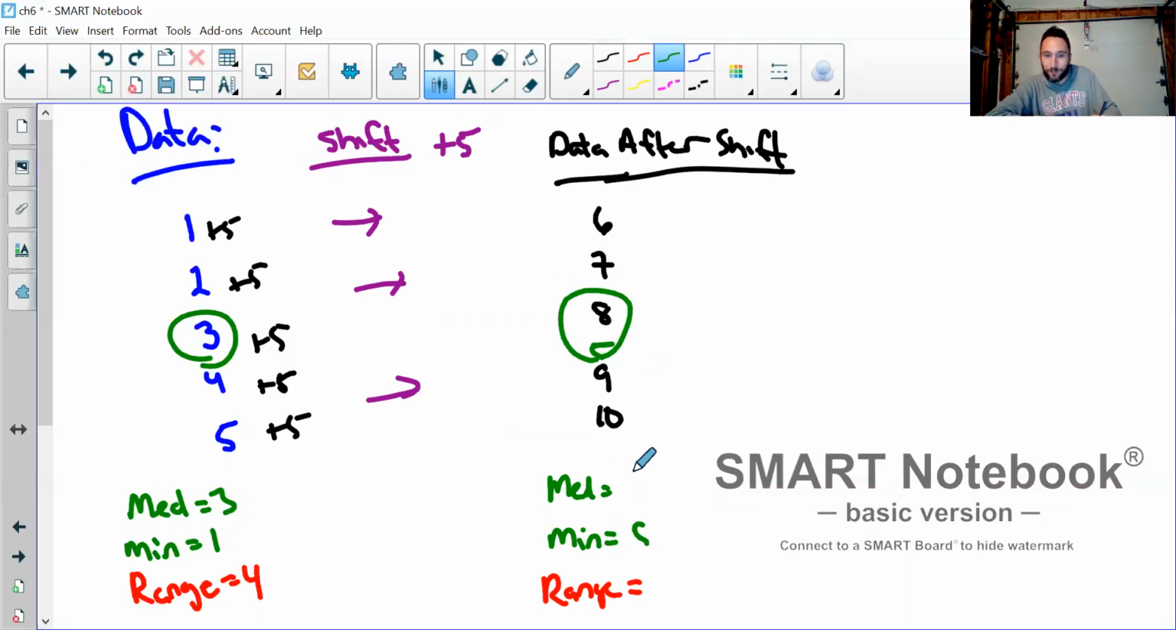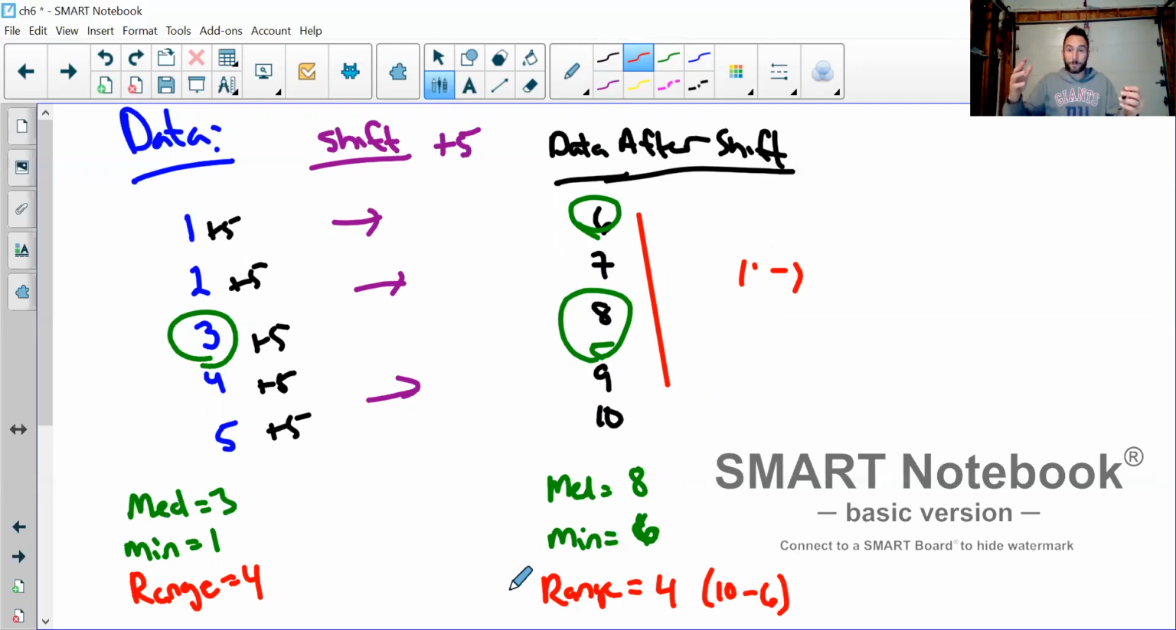We can see the median is 8. We can see the minimum is 6. And the range, 10 minus 6. But the range is going to be 4, the maximum of 10 minus the minimum of 6.